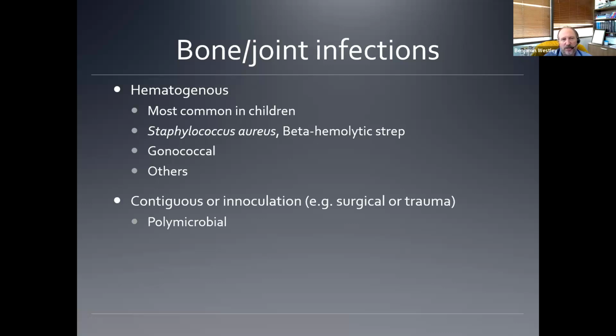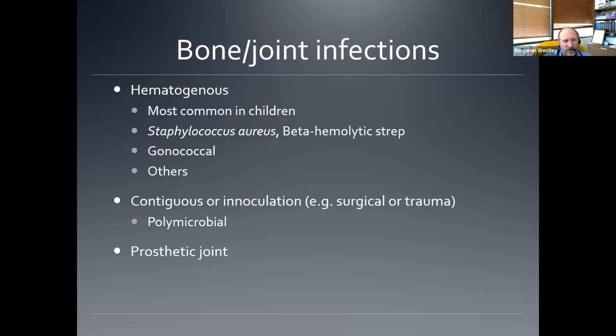You can also have an inoculation or a contiguous type infection. So for example, the most common might be after surgery, or somebody gets an arthroscopy or a knee surgery, ACL repair, and then it gets infected. And these are sometimes multiple bacteria, although they can be a single bacteria like Staph aureus.